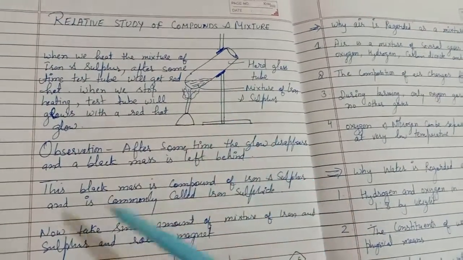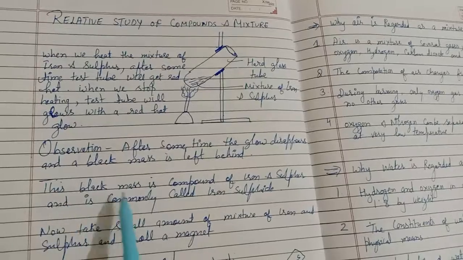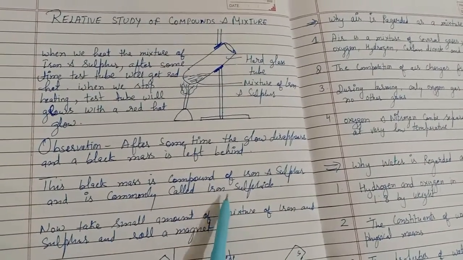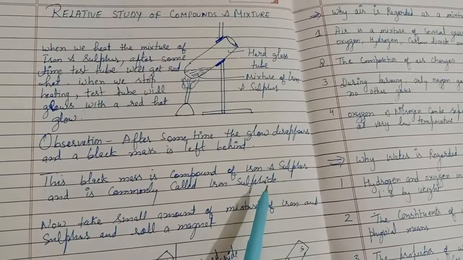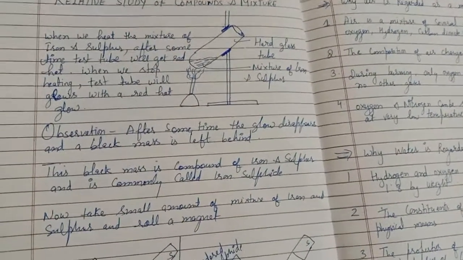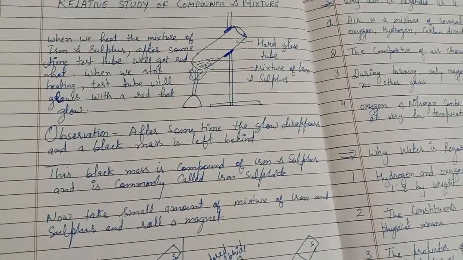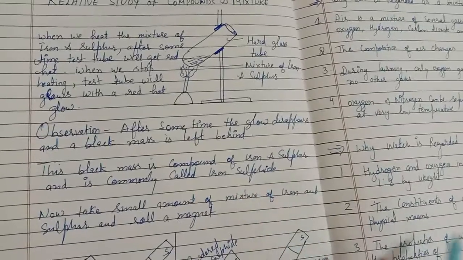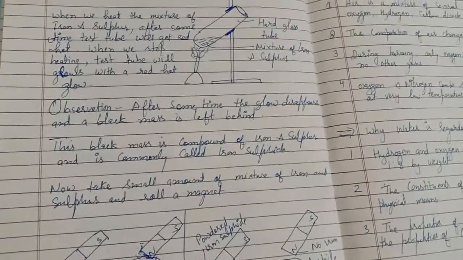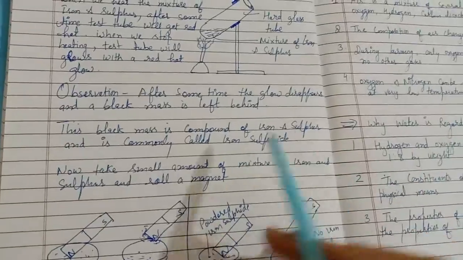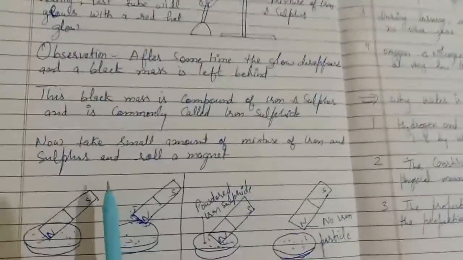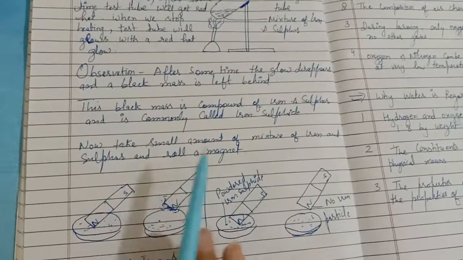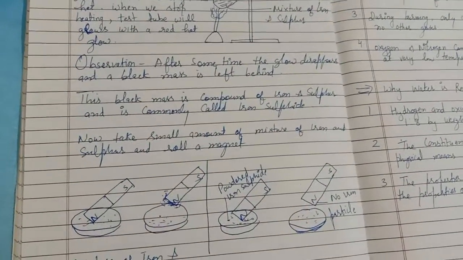This black mass is a compound of iron and sulfur and is commonly known as iron sulfide. So when we heat, a chemical reaction takes place between the iron filings and the sulfur, and it forms the iron sulfide compound. Now we break this test tube, take the iron sulfide compound outside, and again powder it.